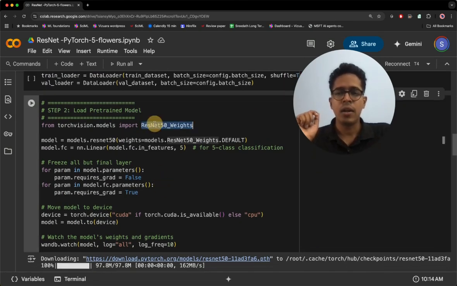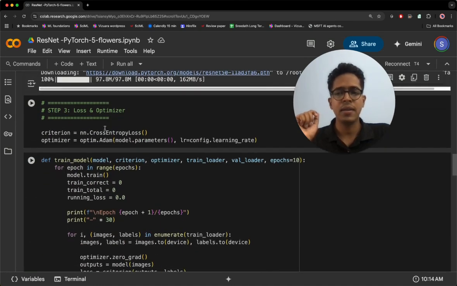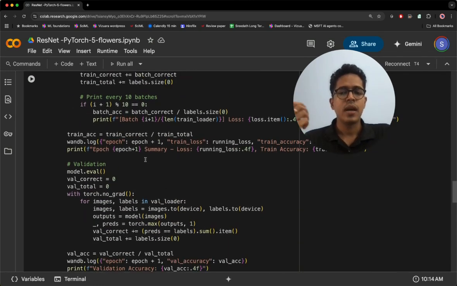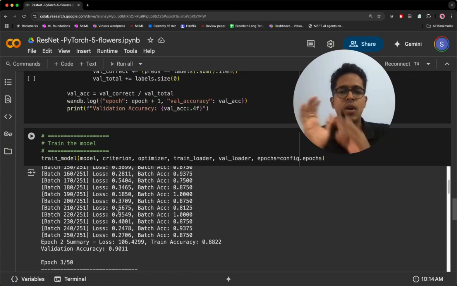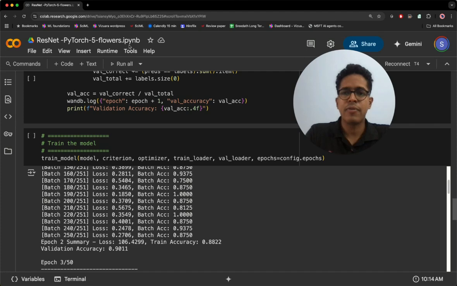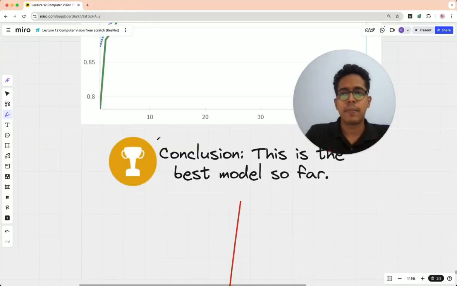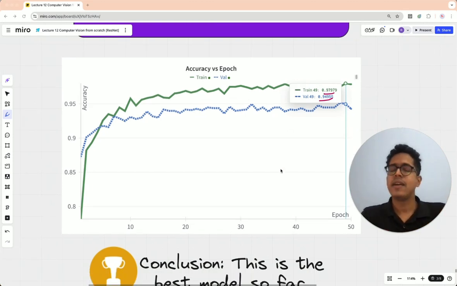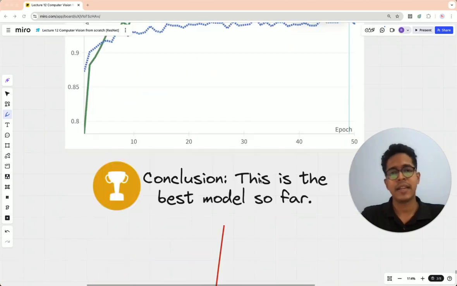And then we load the ResNet 50 weights. We use that model for defining the neural network architecture, cross entropy loss as the loss function. Then we train the model. We print the loss and accuracy values after a certain number of epochs. And then here are the results. All these results are logged into weights and biases. And from that only, I picked this plot. So this plot was actually taken from the weights and biases platform so that I don't have to explicitly plot it. It's already available. So in conclusion, it's a happy day. ResNet 50 has really absolutely killed it for our 5 flowers dataset.